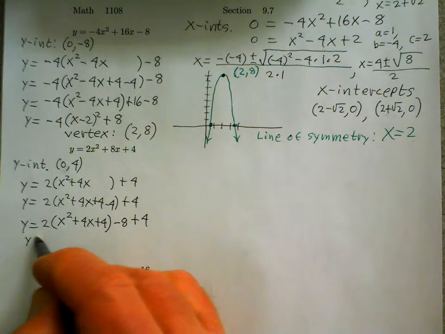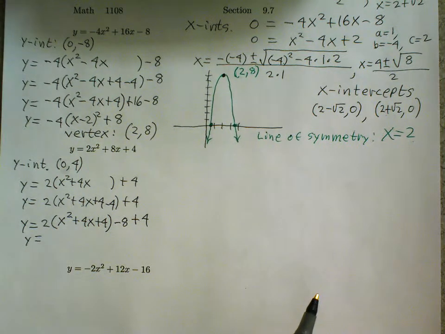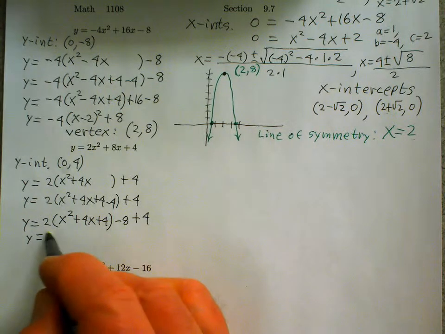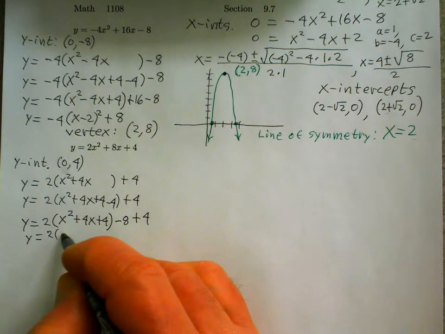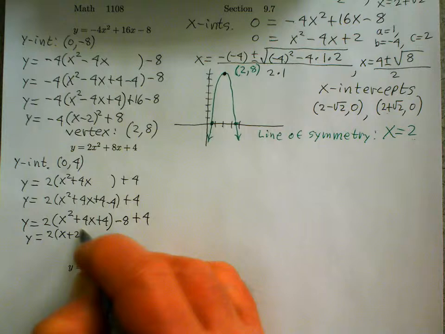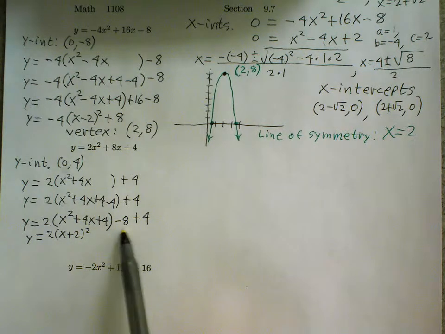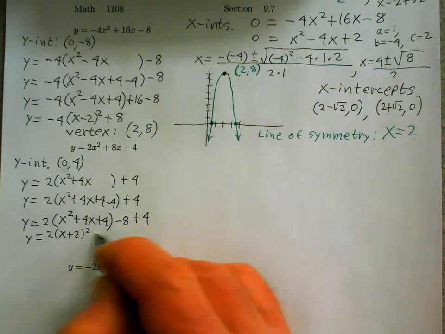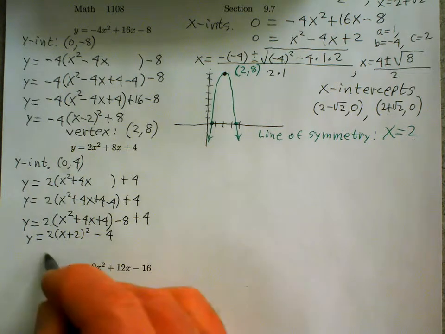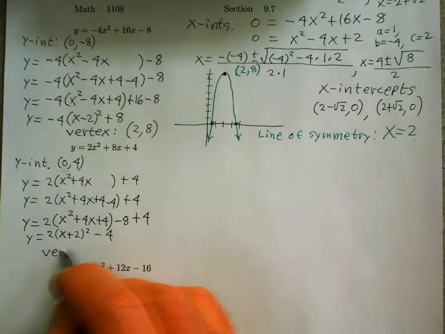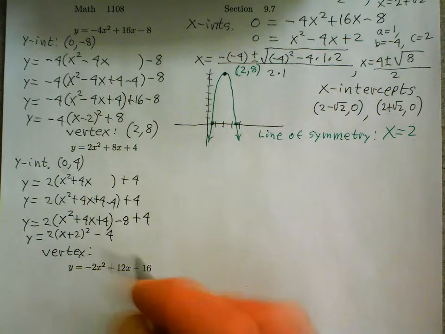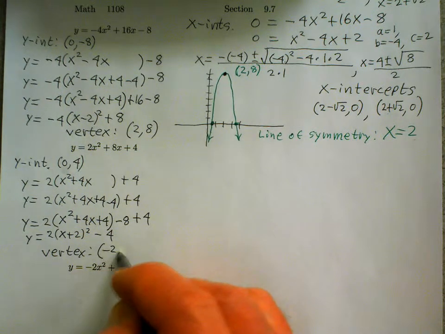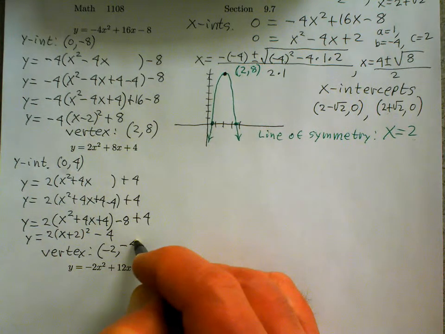The next step is the vertex form. y equals 2 times the binomial x plus 2 squared. And then -8 plus 4 is -4. So the vertex, the x-coordinate is -2 and the y-coordinate is -4.